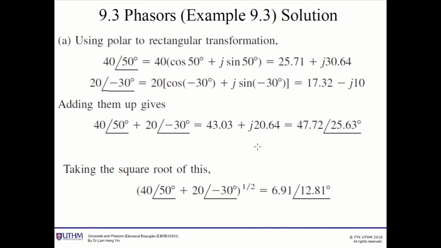So to solve this, for the magnitude, you can straight away do the square root of 47.2 here. So you get 6.91. And for the phase phi, you just divide by 2. So 25.63 divided by 2, you get 12.81.